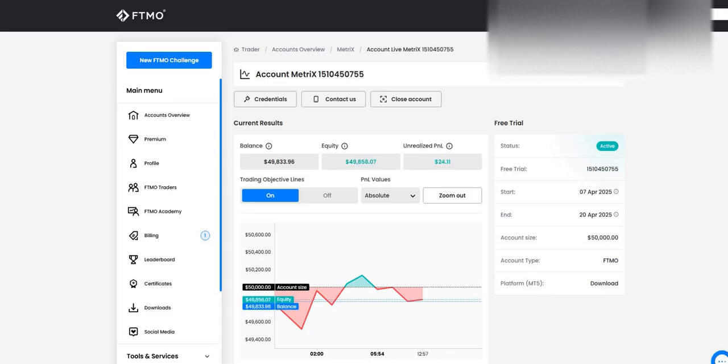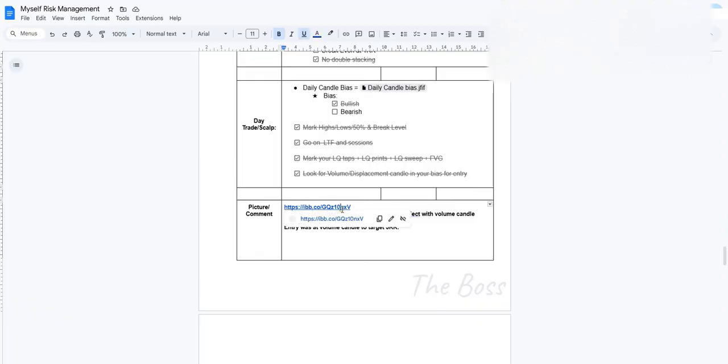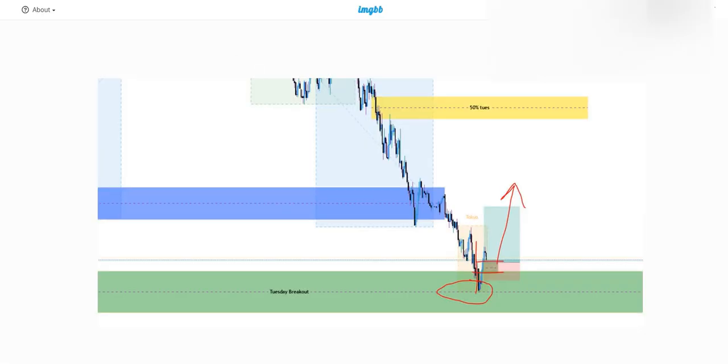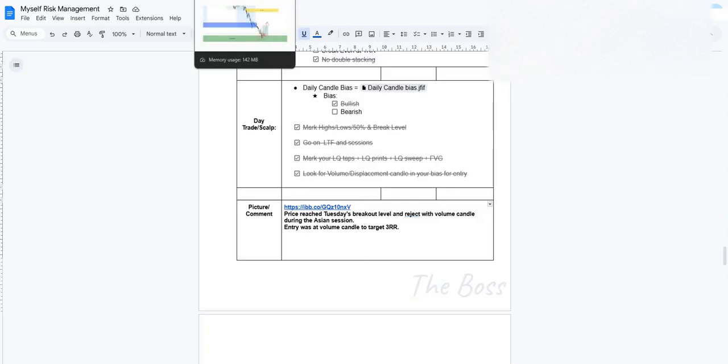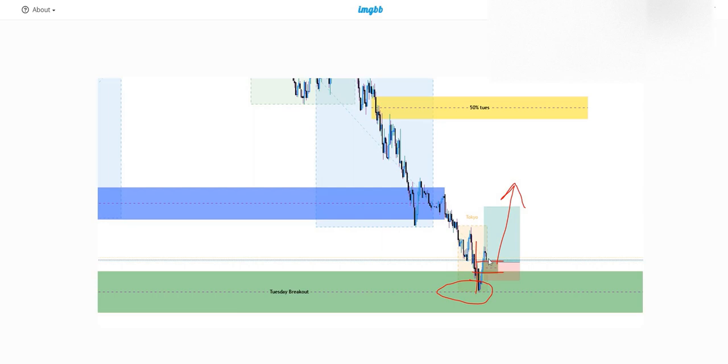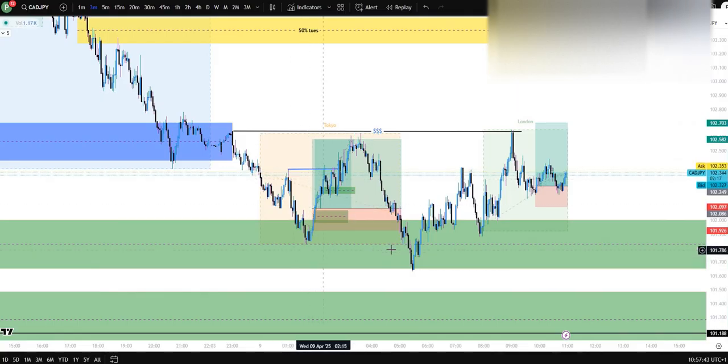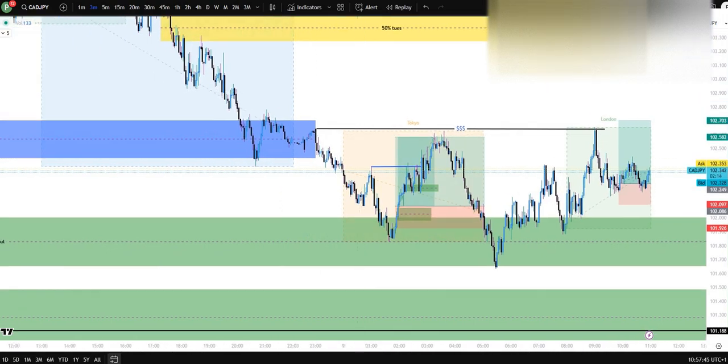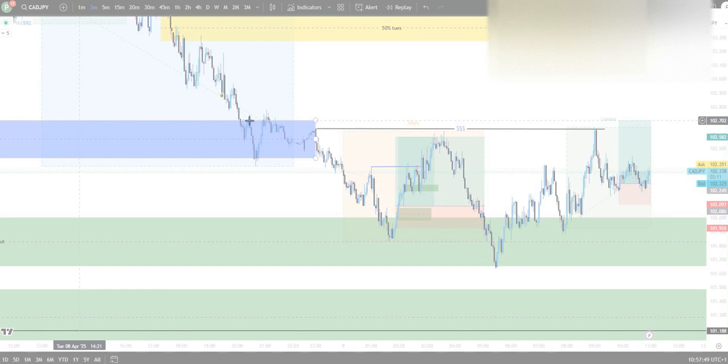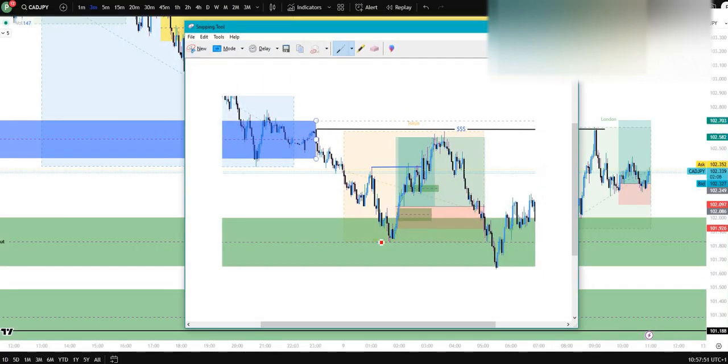So now I need to update this. This is the risk management sheet for tracking the FTMO account, and we were here, and then we got stopped out. So I'm going to put an update that we indeed got stopped out. This is the trade. We got stopped out there.